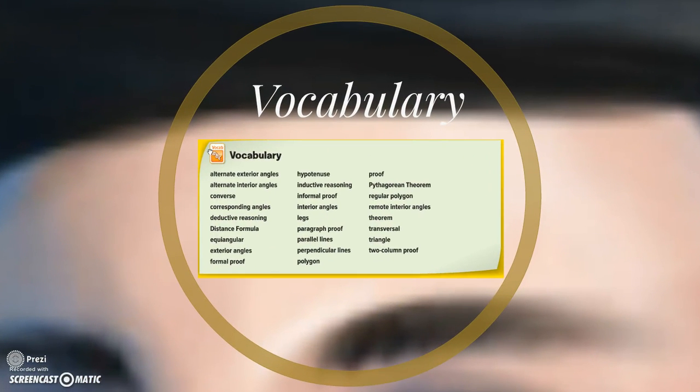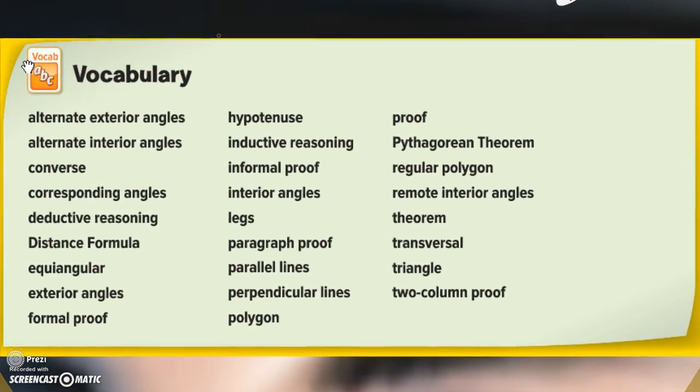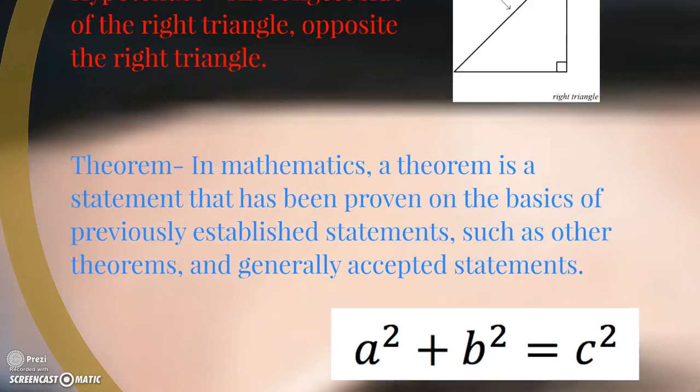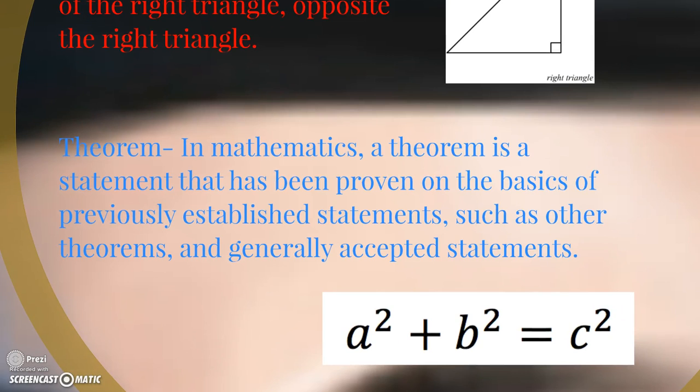Vocabulary. I'm not going to read this all, so you can come back to this if you need it. Important key terms. Hypotenuse: the longest side of the right triangle, opposite the right angle. Theorem: in mathematics, a theorem is a statement that has been proven on the basis of previously established statements, such as other theorems and generally accepted statements.